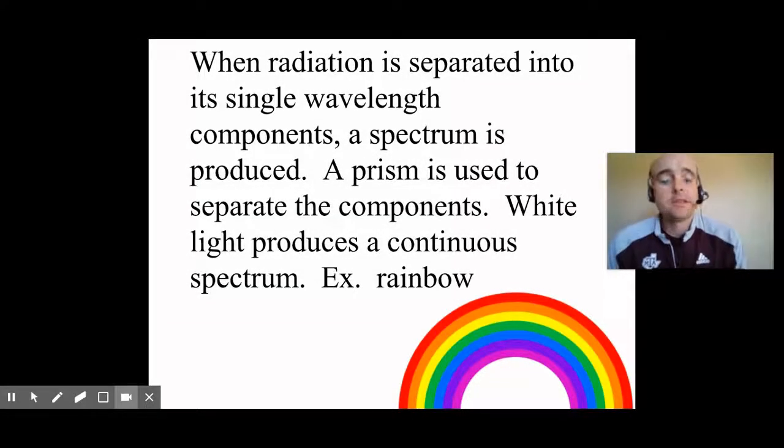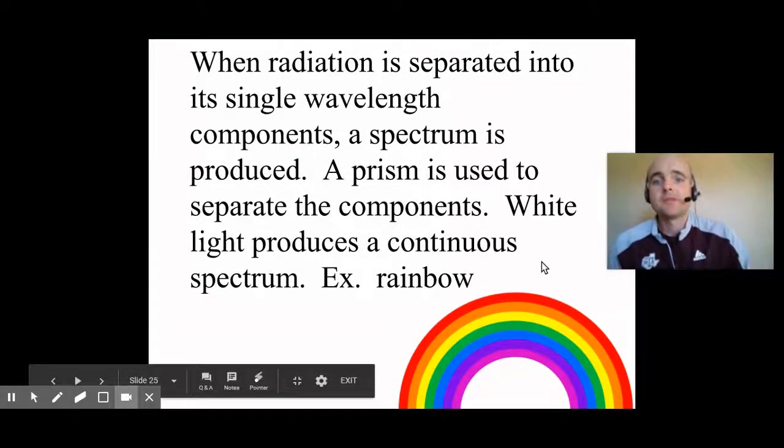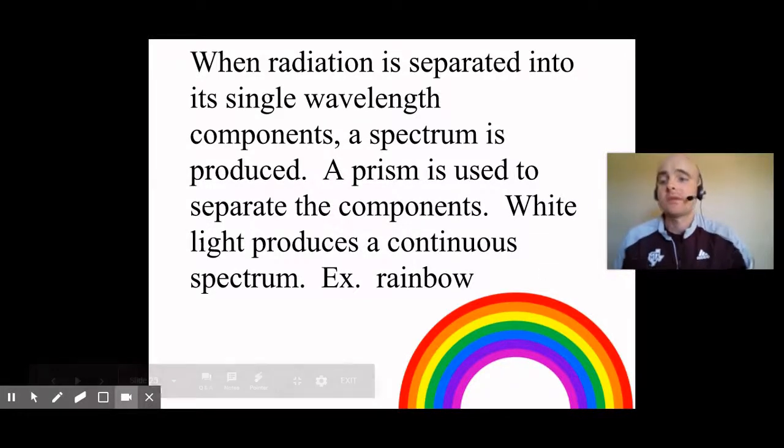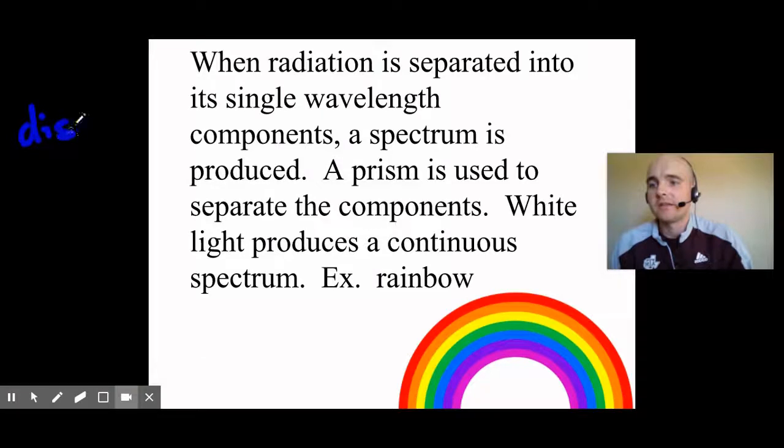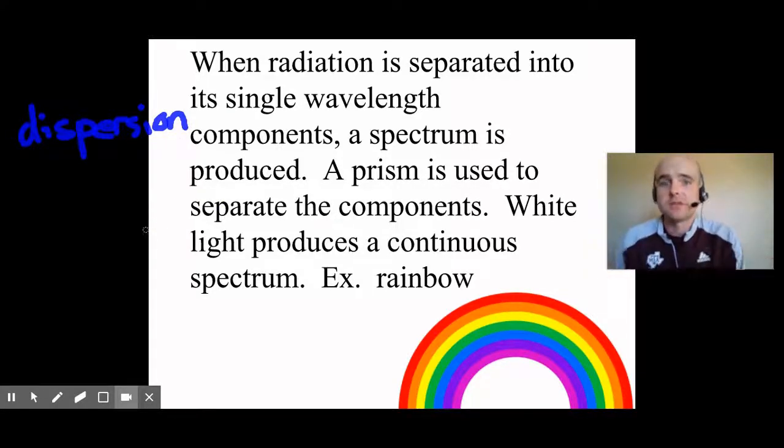Whenever we see a rainbow like this, it's because radiation is being separated into its different wavelengths. The official term for that is dispersion, where the light is being separated into different wavelengths, which means different colors. Dispersion. And a prism is used to separate the components, so used to disperse.